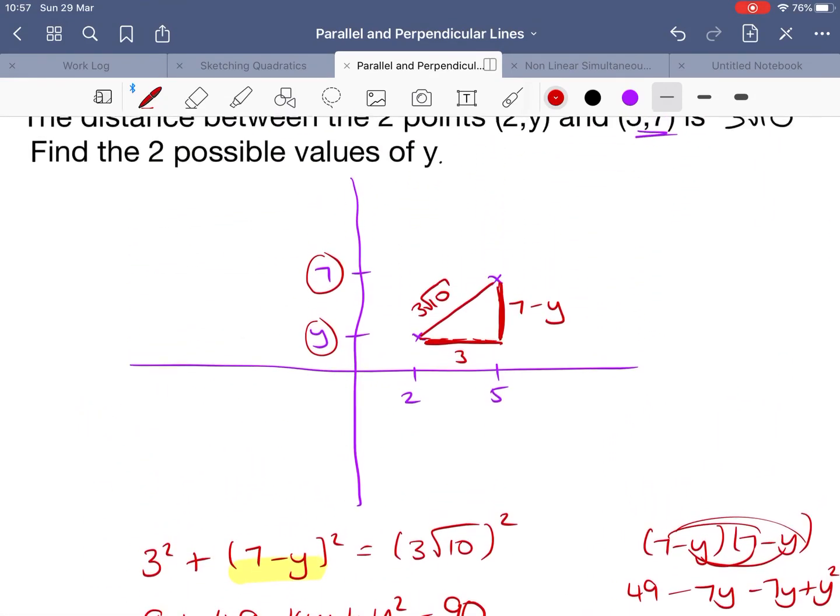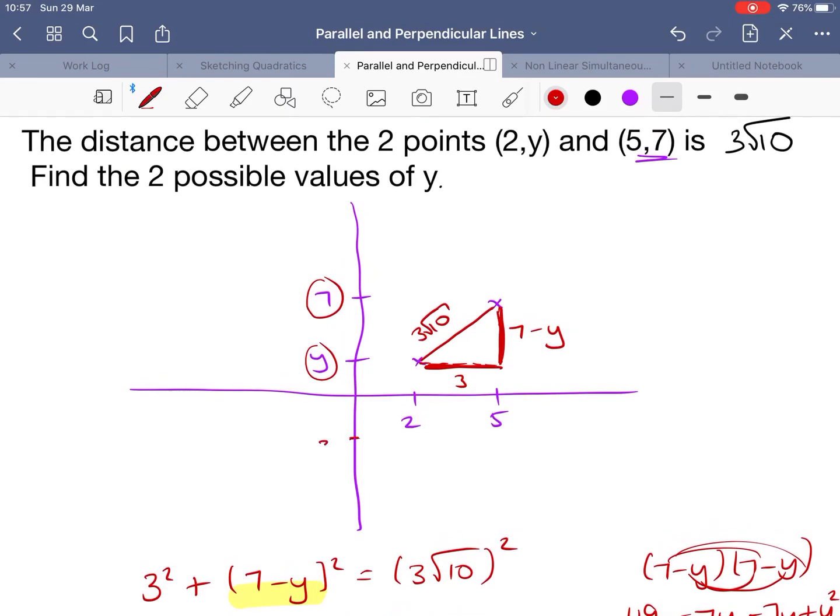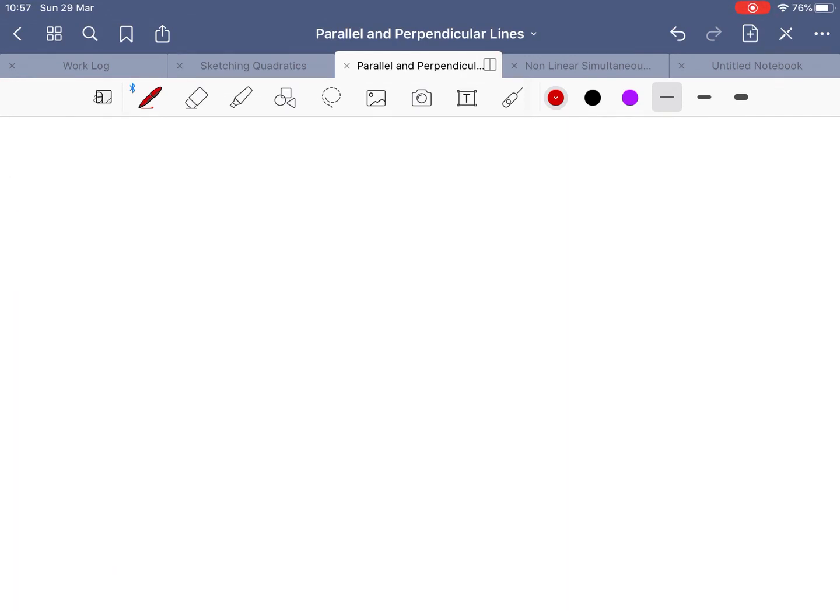So my diagram wasn't great because one of the solutions was at minus 2 and the other solution was at 16. So if I draw that in better, that length is 3√10 and that length is 3√10. Okay. And that was the last question.